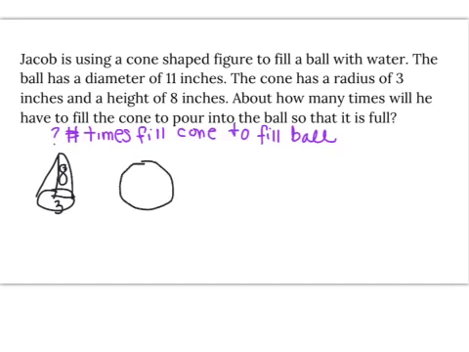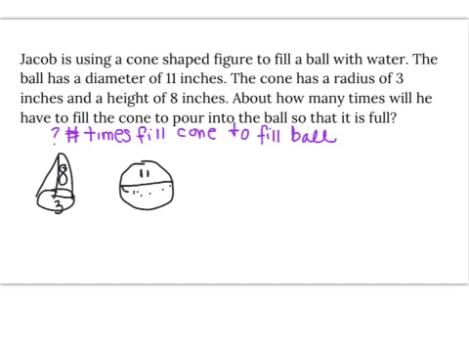Then I have my sphere. My sphere gives me the diameter, that is 11. So before I can even figure out how many times the cone fits into the ball with water, I need to first find the volume of each shape.